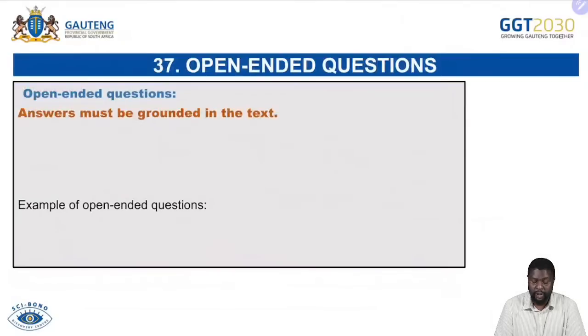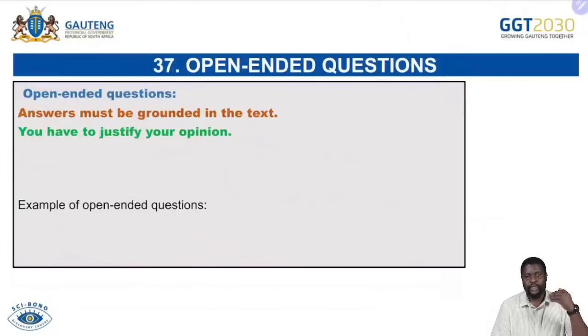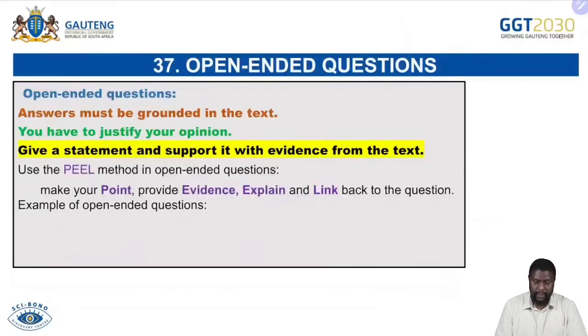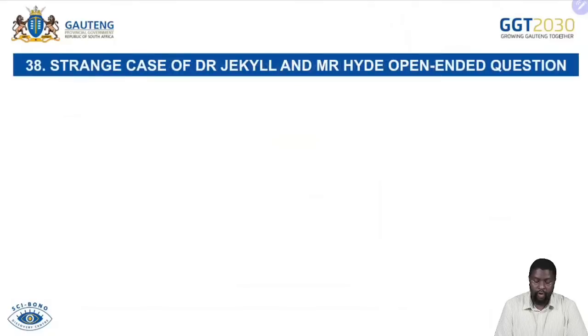In question 2, Dr. Jekyll and Mr. Hyde, give a statement and support it with evidence from the text. Peel: state your point, explain, give an example, and link your answer with the question. Use the Peel method. Agree or disagree. Here is an example question here.